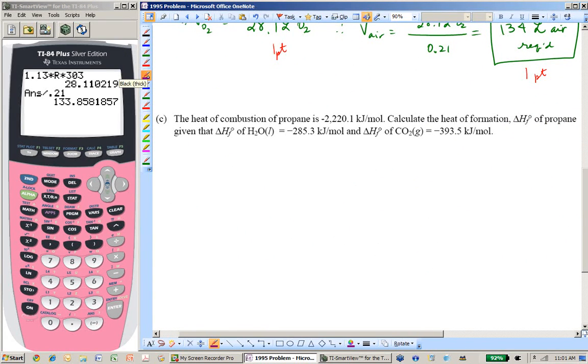We'll go purple this time. All right, the heat of combustion of propane is, so this is delta H combustion. Calculate the heat of formation. So what do you want me to calculate? The heat of formation of propane, given that the delta H formation of water is thus, and the delta H formation of carbon dioxide is that.